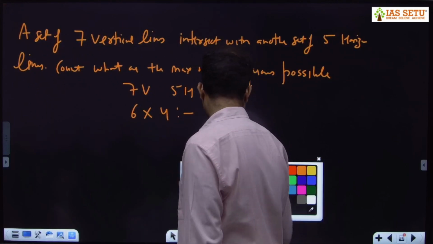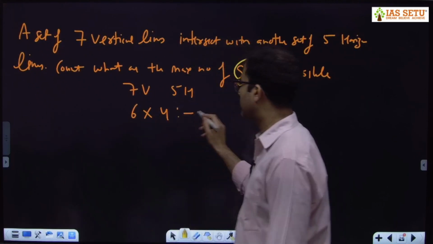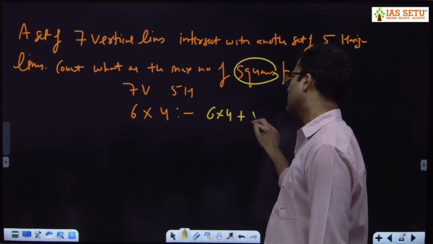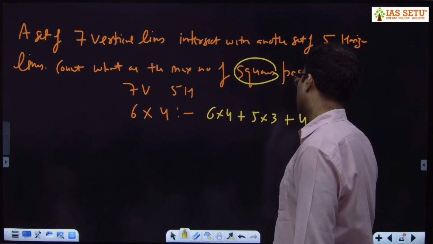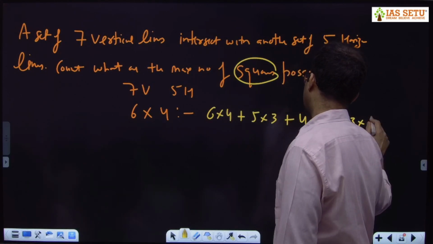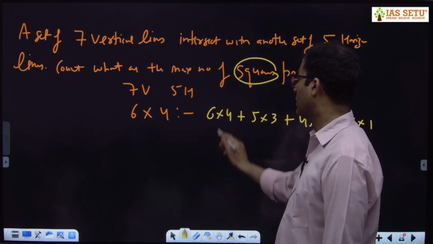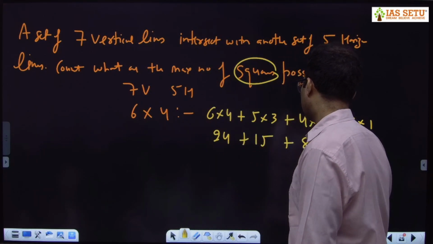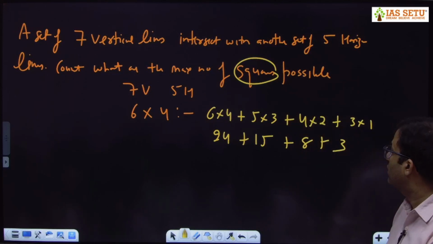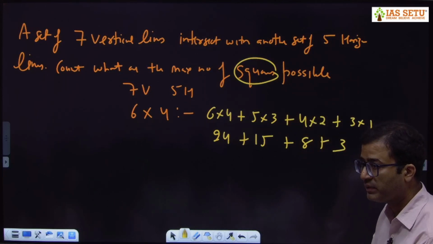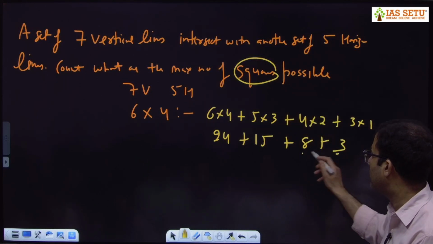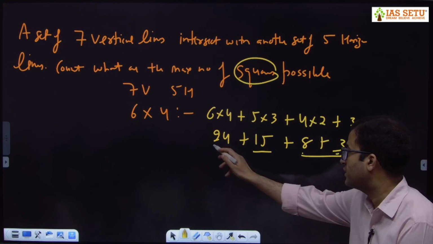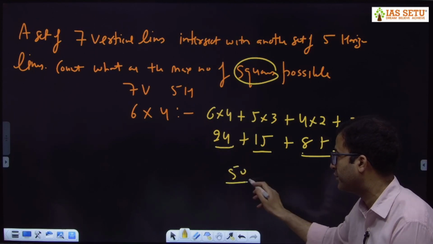For the 6 by 4 figure, the number of squares: we start with the given value, 6 into 4, 5 into 3, 4 into 2, 3 into 1. So this is 24 plus 15 plus 8 plus 3. Did I make any mistake? 8 plus 3 is 11, plus 15 is 26, plus 24 is 50.